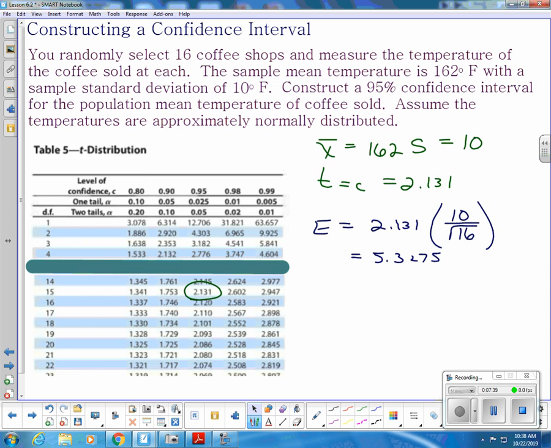I get 5.3275. What do you get? And then we want our confidence interval. We're going to take the 162 and we're going to add and subtract the 5.3275. I'm going to round a little bit. So our coffee temperatures should be between 156.7 degrees and 167.3 degrees. That's your interval for the temperature of the coffees. Pretty easy.